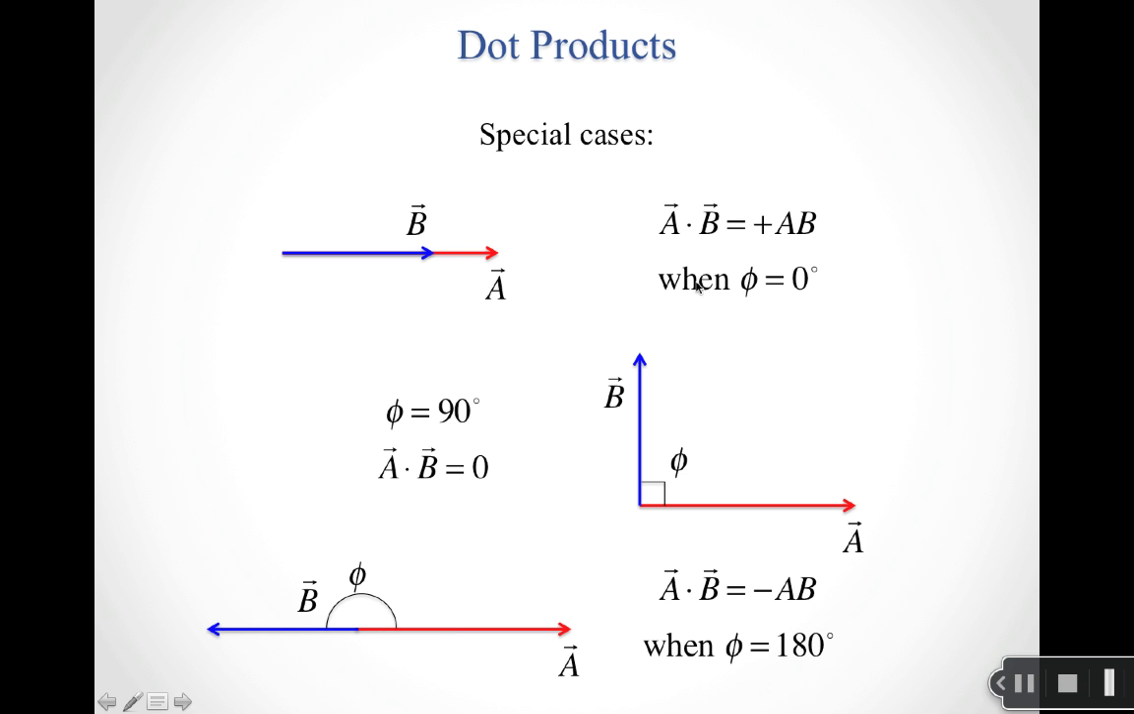So my dot product can give me back any value between plus AB and minus AB simply by changing the orientation of those two vectors. So basically changing the angle phi will change what the value is of the dot product. And so it can be as large as positive AB, it can be as small as negative AB, it can be 0 in between. All those are options.